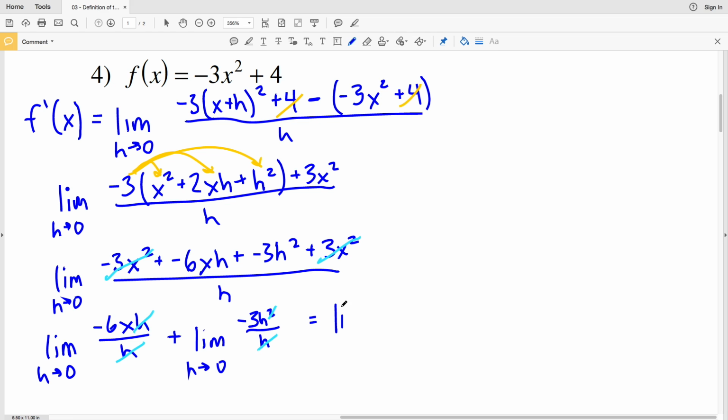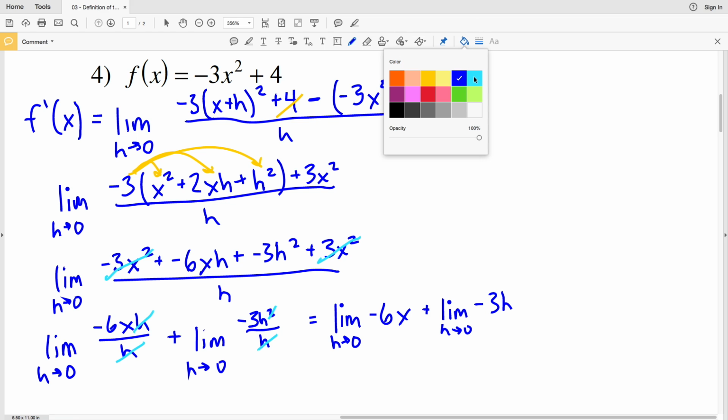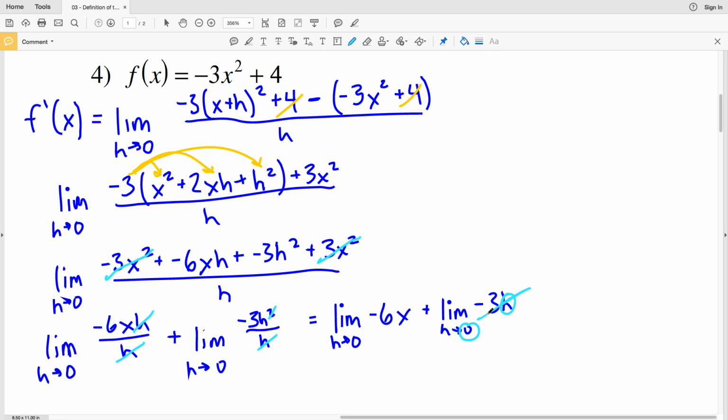So this will equal the limit as h approaches 0 of negative 6x plus the limit as h approaches 0 of negative 3h. Now I can use direct evaluation or direct substitution, plugging in 0 for h, so I know that this limit will go to 0 because 0 times negative 3 is 0. So I'm left with negative 6x. So my derivative of f of x equals negative 6x.